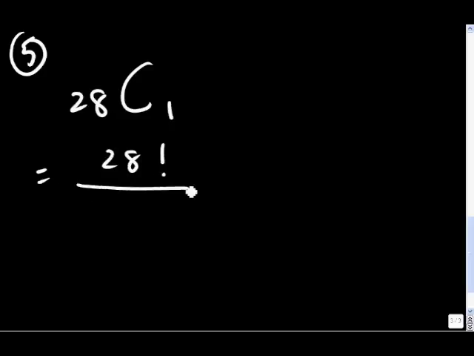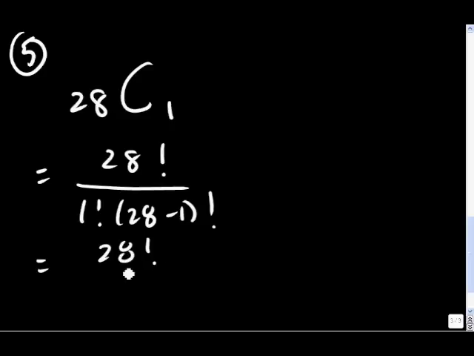Question 5. They want us to compute 28C1, which is 28 factorial over 1 factorial times the difference between 28 and 1 factorial. You get 28 factorial over 1 factorial times 27 factorial.